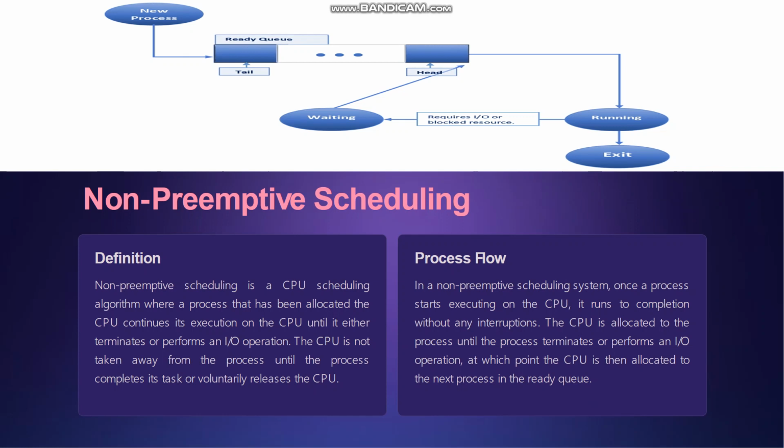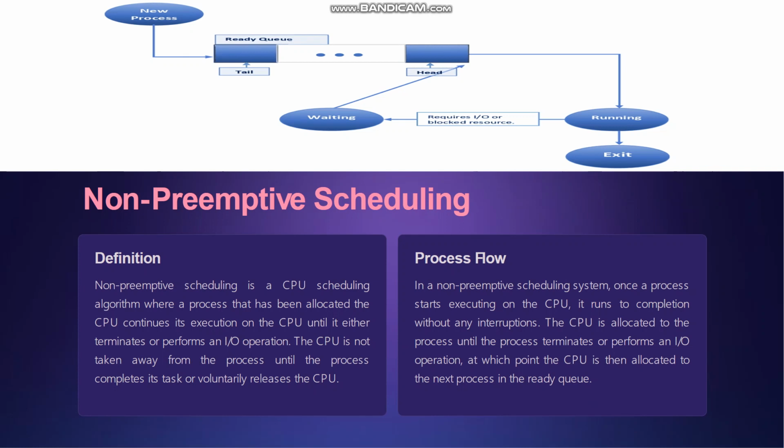Non-preemptive scheduling. Definition. Non-preemptive scheduling is a CPU scheduling algorithm where a process that has been allocated the CPU continues its execution on the CPU until it either terminates or performs an I/O operation. The CPU is not taken away from the process until the process completes on its own or voluntarily releases the CPU.